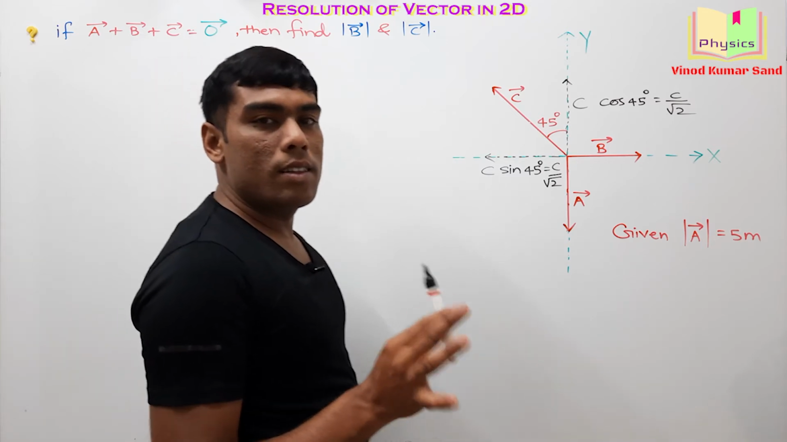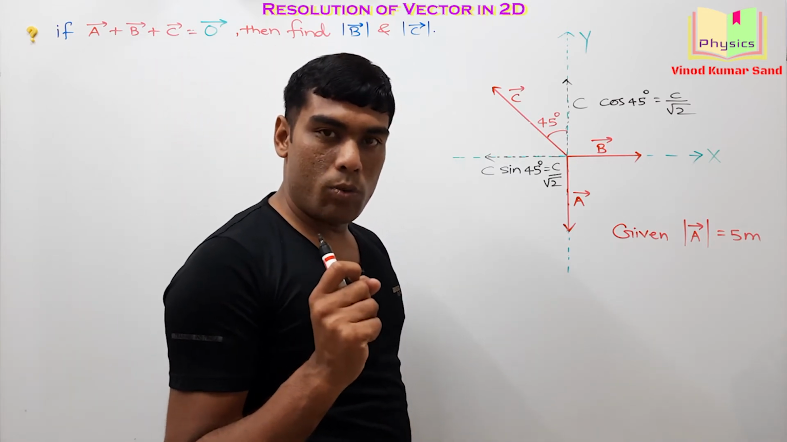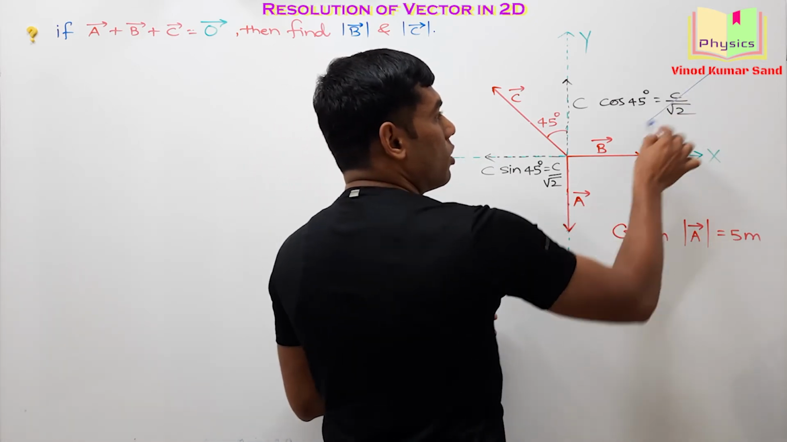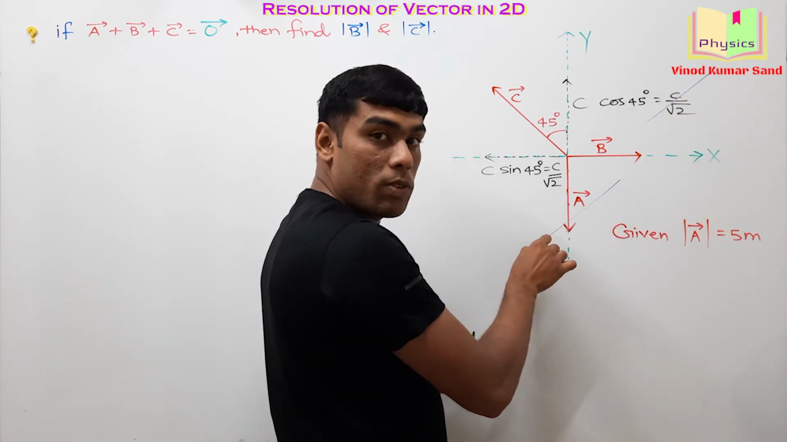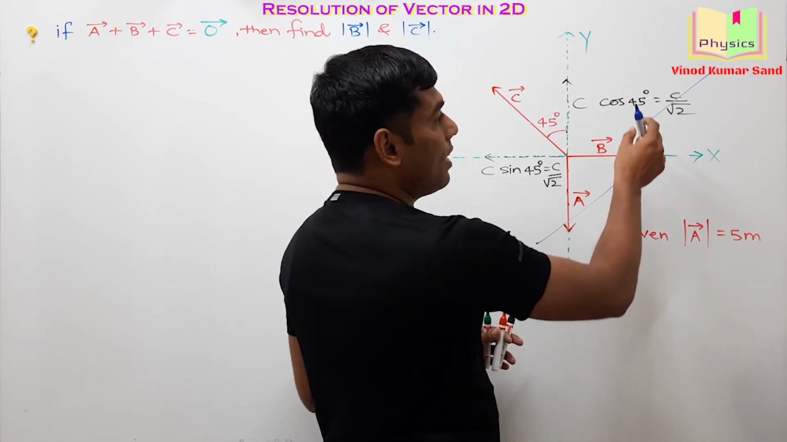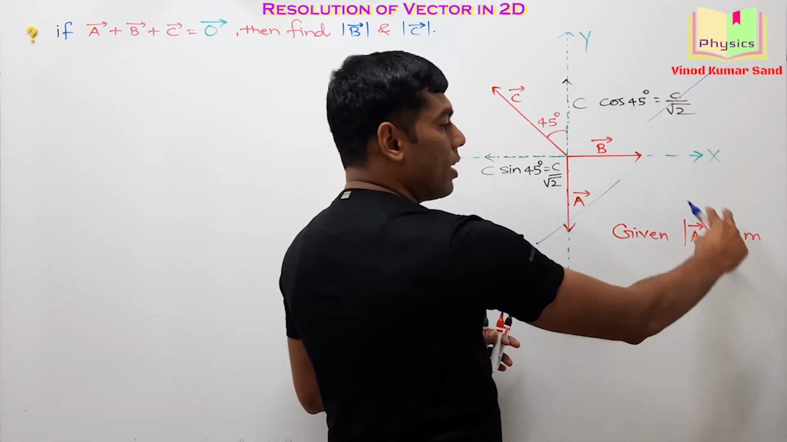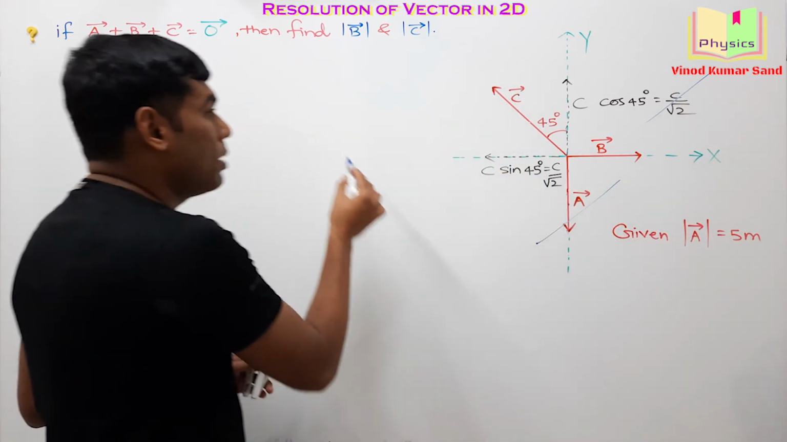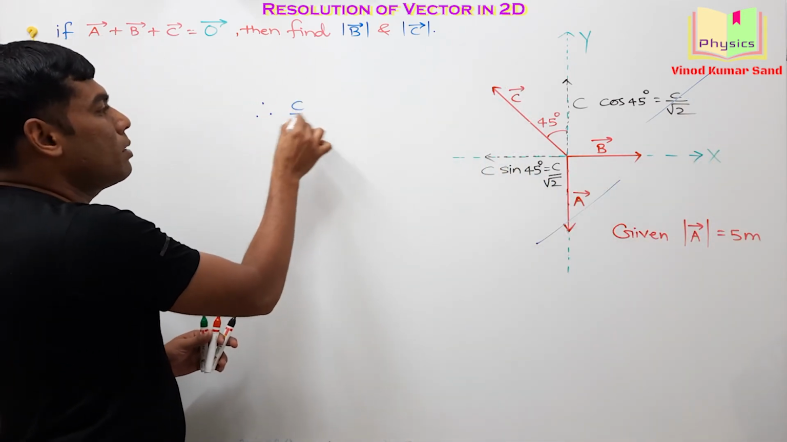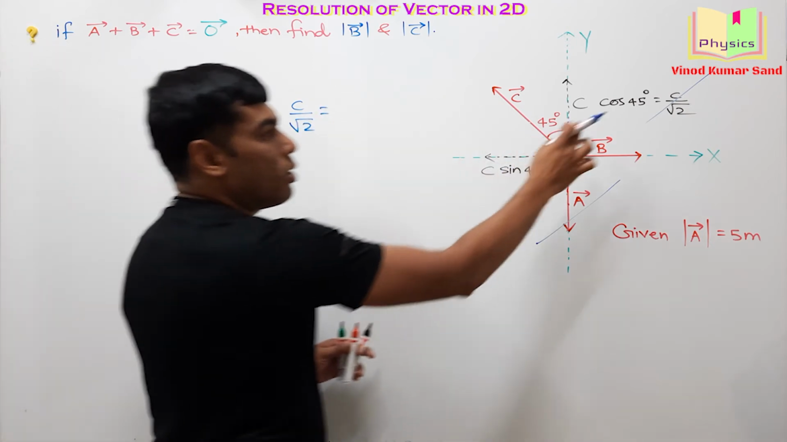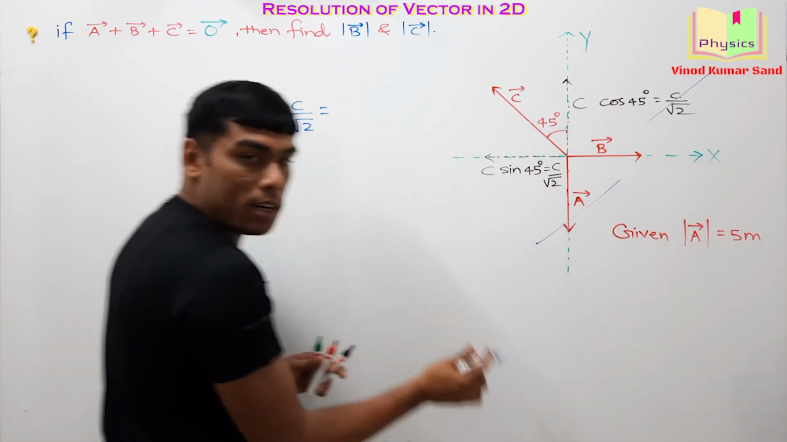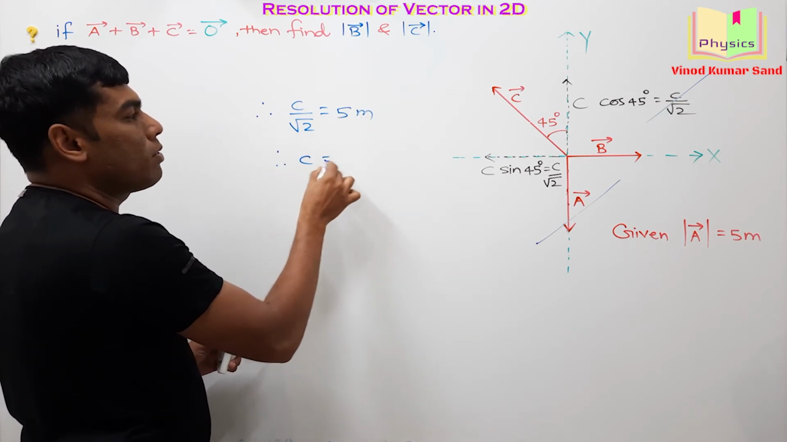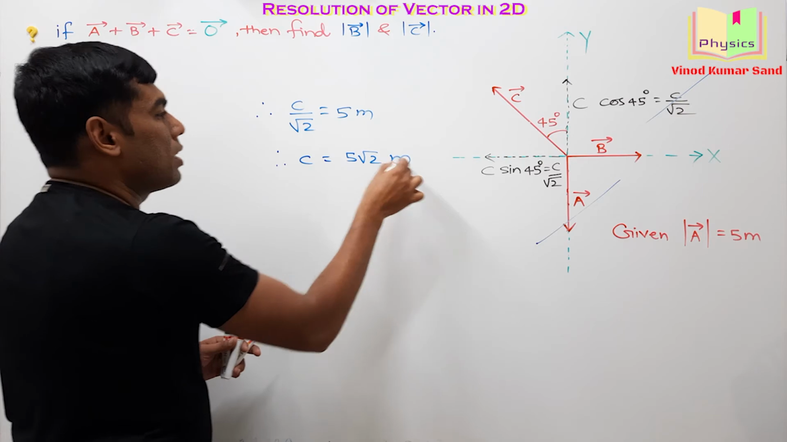Now, we need the resultant to be zero vector or null vector. It means this effect should nullify the effect of this vector. It clearly indicates that this magnitude and this magnitude of A vector should be equal. It means I should write C by root 2 is equal to the magnitude of A vector, which is 5 meter. So the magnitude of the C vector will be equal to 5 root 2 meter.